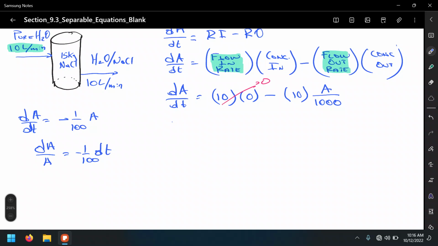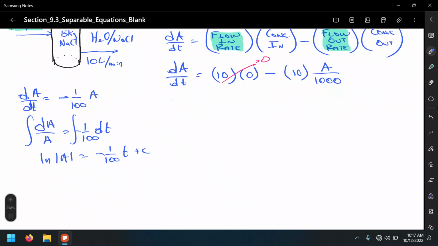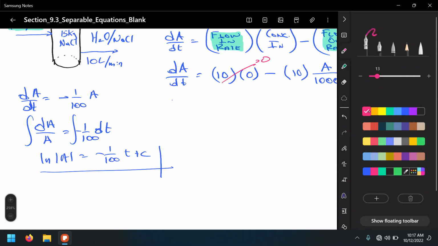All right, so let's see. So let's solve the differential equation. Integrate both sides. So that's ln of the absolute value of A equals negative 1 over 100 t, okay, plus C. All right, so this is the general solution for now. Let's label it as a general solution.